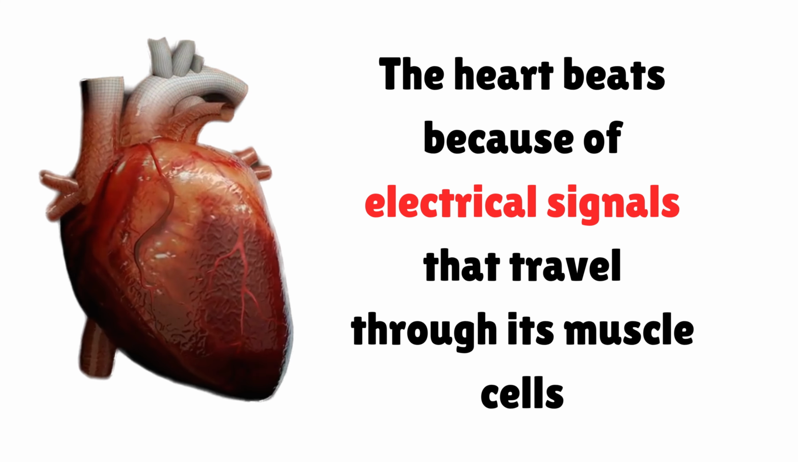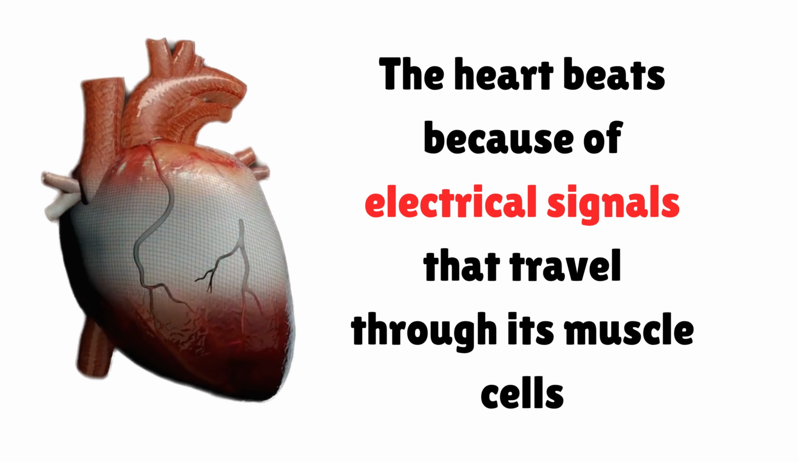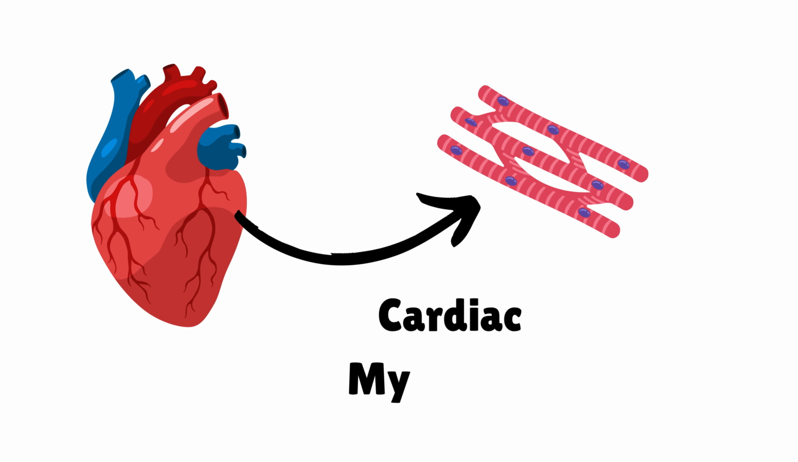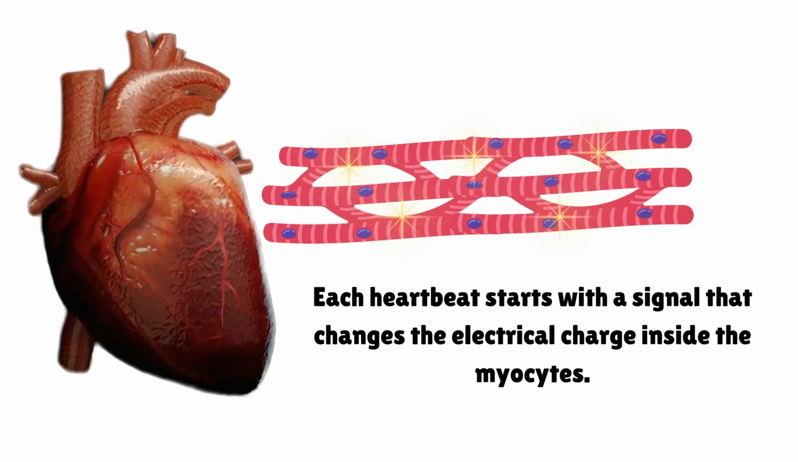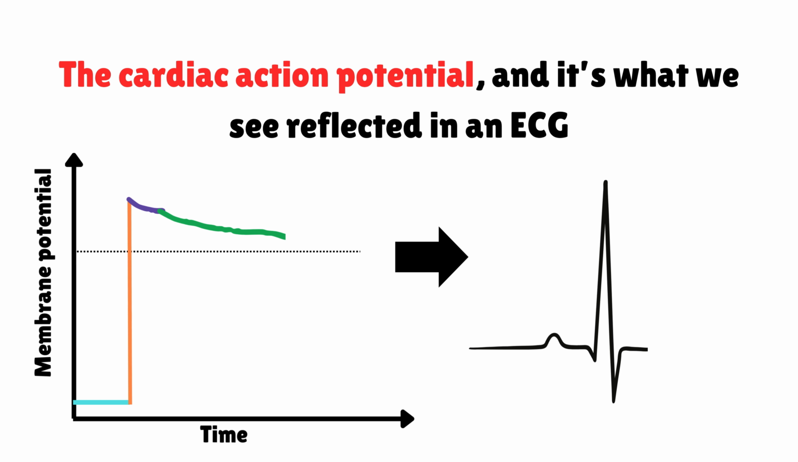The heart beats because of electrical signals that travel through its muscle cells. These muscle cells are called cardiac myocytes. Each heartbeat starts with a signal that changes the electrical charge inside the myocytes. This is called the cardiac action potential, and it's what we see reflected in an ECG. Let's break it down step by step.